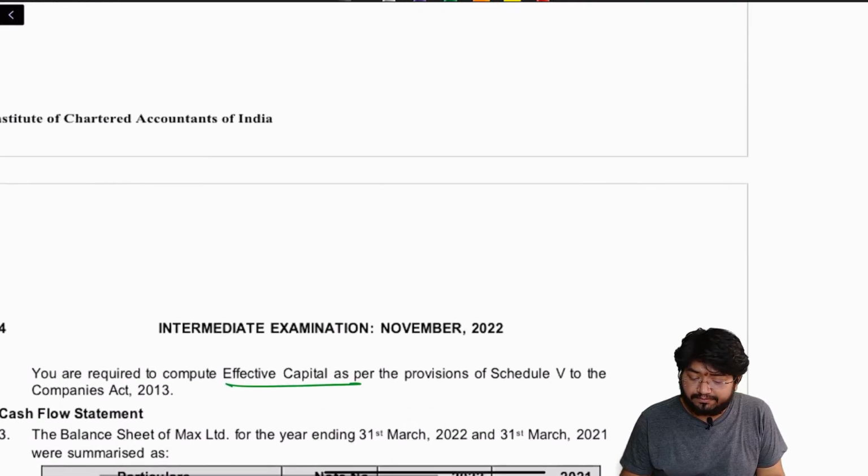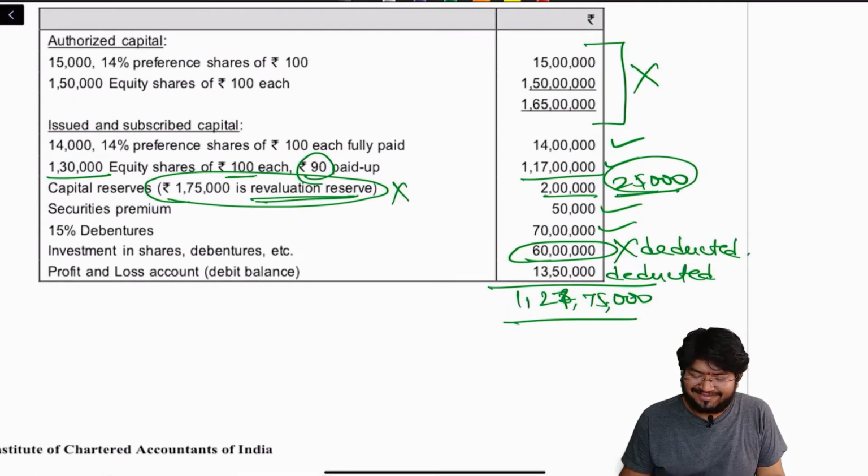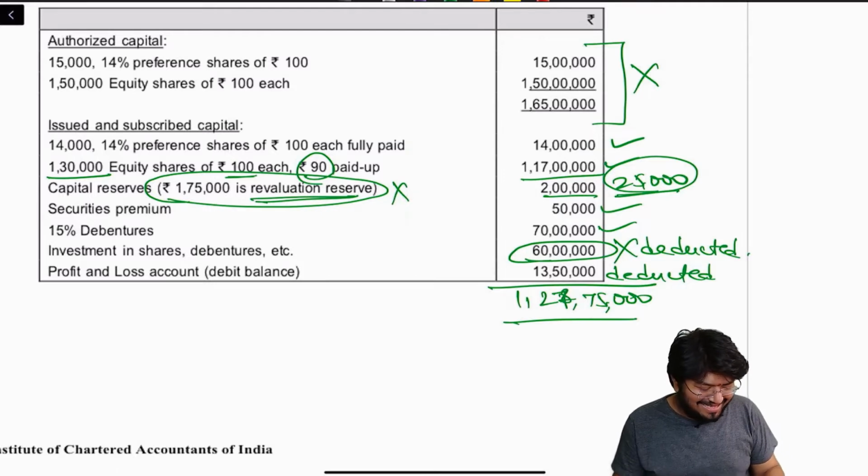Sir, it's 1 crore 23,000, sir. No, if you have different answers, I'll do one thing. I'll calculate for myself and see. So let me do it for myself then. 14 lakhs plus 1 crore 17 lakhs plus 25,000 plus 70 lakh 50,000, 1 crore 28 lakh 25,000, minus 73 lakh 50,000.